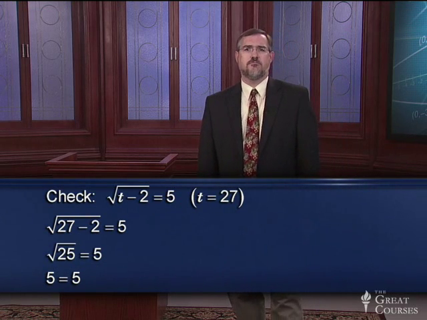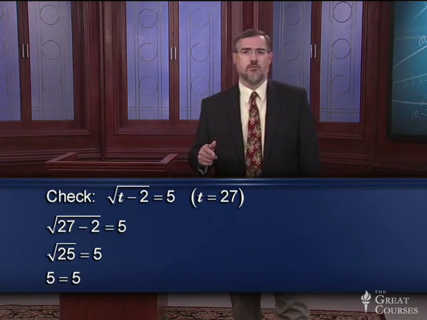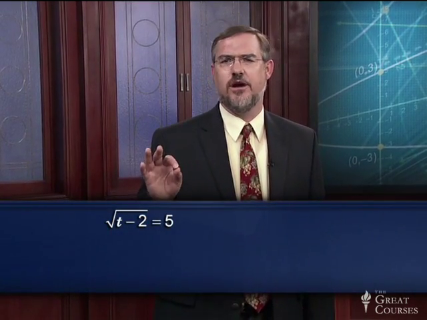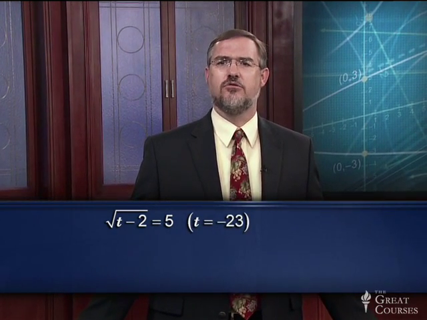Now, I want you to notice one other quick thing about this example before we move on. Let's just talk about this briefly together. I'm sort of trying to walk you down an incorrect path, if you will, but just stay with me. Someone might say, okay, the original equation was square root of t minus 2 equals 5. Why isn't t equals negative 23 a solution?